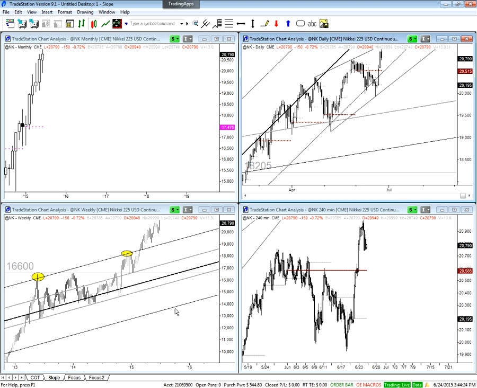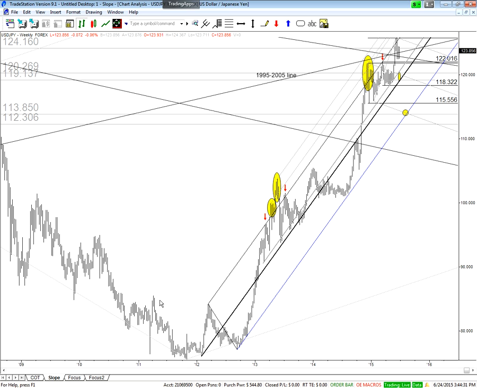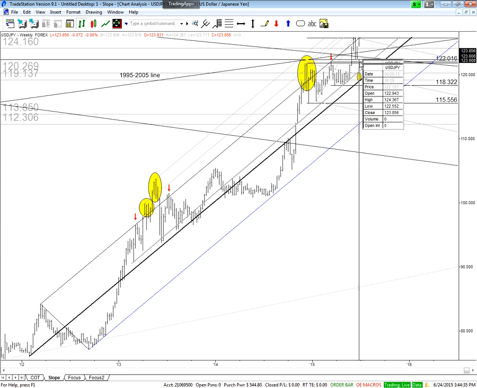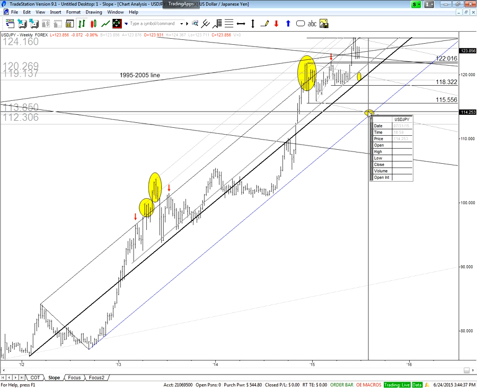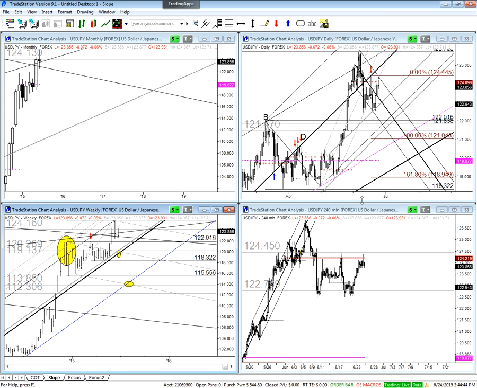So if we get a pullback of that magnitude, then you can bet dollar yen is going to be a lot lower. And on that same token, dollar yen, even within the confines of a major bullish trend that we've got going on, even a minor pullback is 119. Even a normal pullback, still the lower parallel is probably 114. Okay, so there's plenty on the downside here as far as reward to risk is concerned.